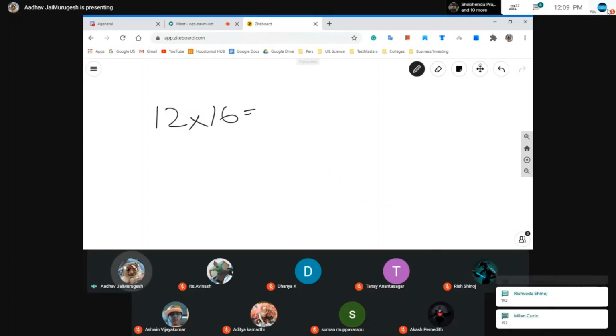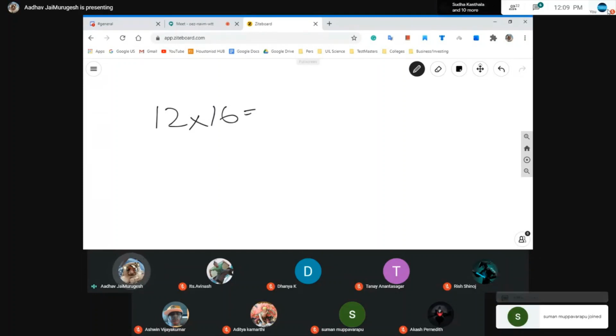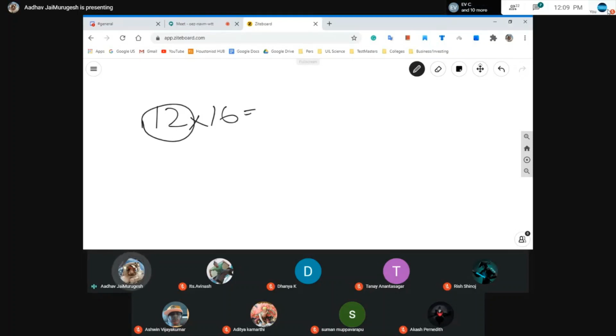So let's see how to do this. What we're going to be using for this trick is the base of 10. First you have to take the first number and determine what 10 plus what number equals this number. As everyone knows, 10 plus 2 is going to be 12, so we're going to add a plus 2 over here. Then we're going to do the same thing to this number. 10 plus what number is going to be 16, and that's of course going to be 6.